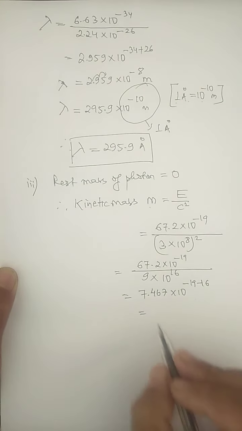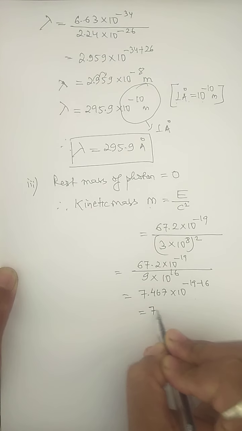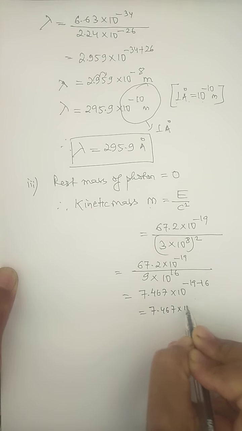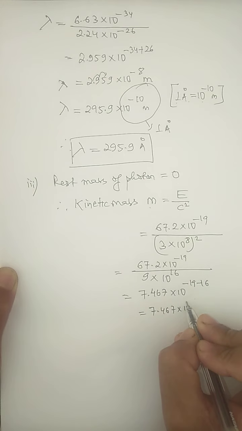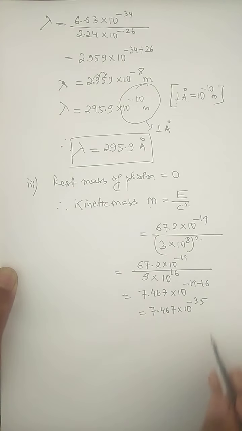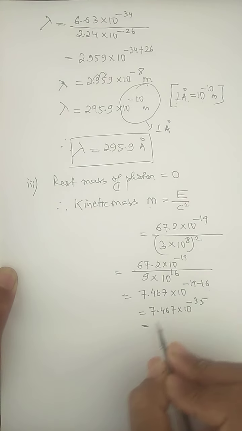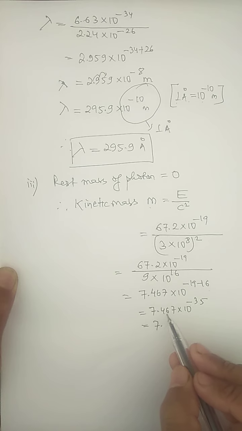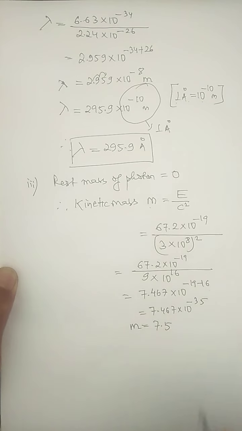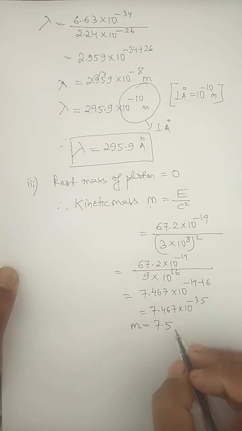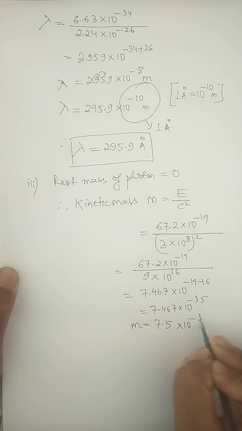Simple exponent. So let me just write again 7.467 into 10 to the power minus, okay, 19 minus 16 means minus 35. So look at the unit, 10 to the power minus 35, very, very small. But this value can even be rounded up as, now 467 in 1 decimal place can be written as 5. So what is the kinetic mass of the photon? 7.5 into 10 to the power minus 35 and the unit is kg.